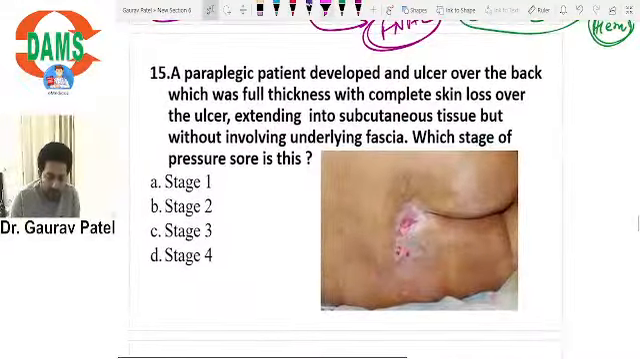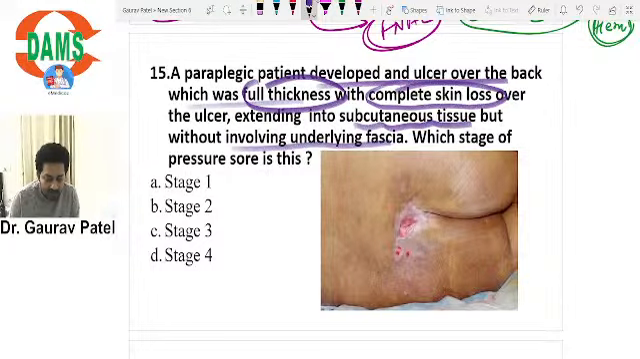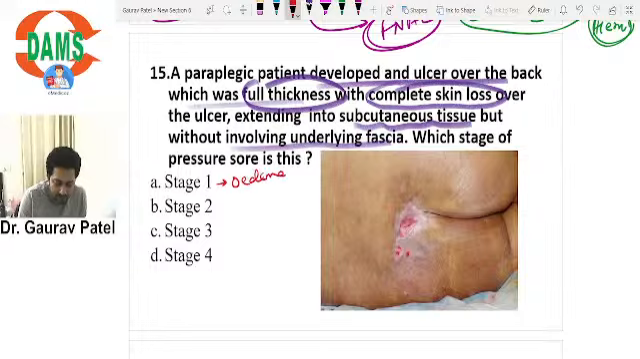Next question. A paraplegic patient develops an ulcer over the back which was full thickness, complete skin loss, going into the subcutaneous tissue but not the underlying fascia. The complete skin is gone, but it is not involving the muscle or the bone. What pressure sore is this? Stage 1 is when there is only edema. The skin is fine. Stage 2 is partial thickness skin loss.